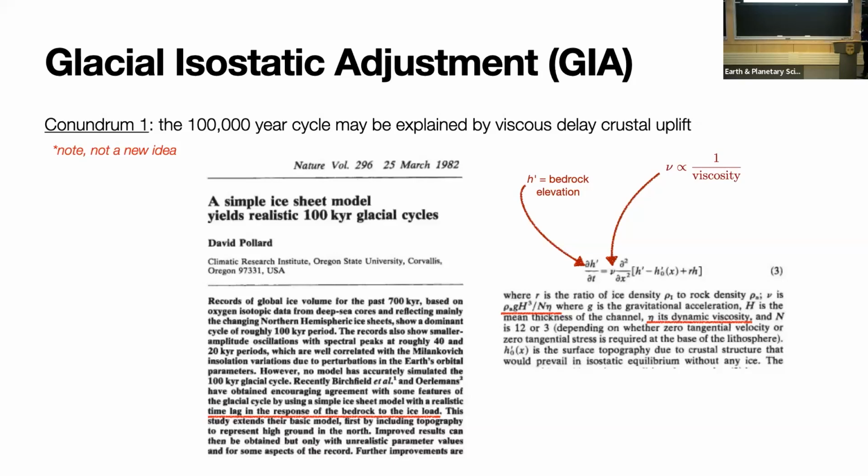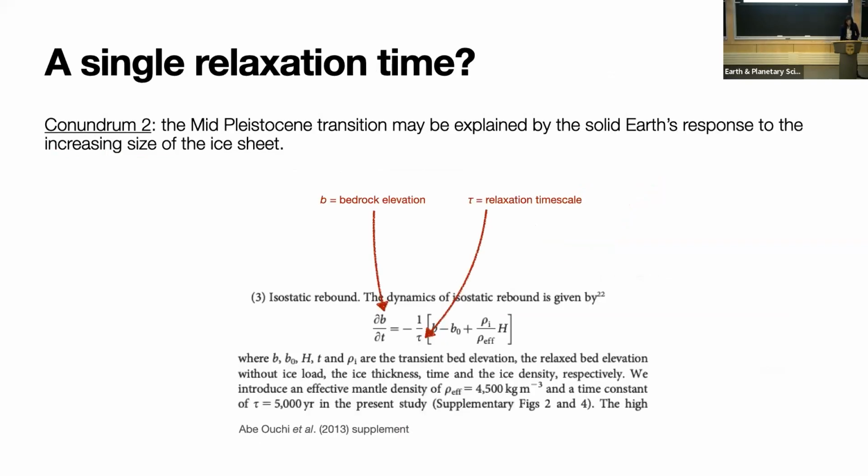And so this is the kind of differential equation that Pollard used, where again we have this bedrock elevation connected to a viscosity or a time scale of deformation. And so I hope that these two studies have convinced you at least that crustal subsidence is an important factor of this kind of 100,000 year late Pleistocene ice age cycle. What I'd like to just explore is how the same process might play a role in that mid-Pleistocene transition.